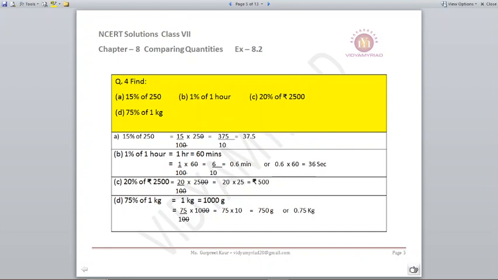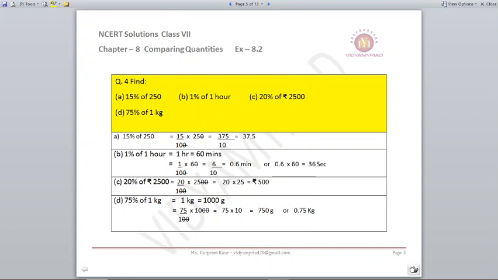Next, 1% of 1 hour. So for calculating 1% of 1 hour, the calculations will be a little difficult. So what I have done is, I have converted this hour into minutes. So 1%, how will I write? 1 upon 100. So 1 hour can be written as 60 minutes. So 60 upon 100, which will give you 6 upon 10 or 0.6 minutes. If I want to remove this, I can even multiply with 60 for converting into seconds. It will become 36 seconds.